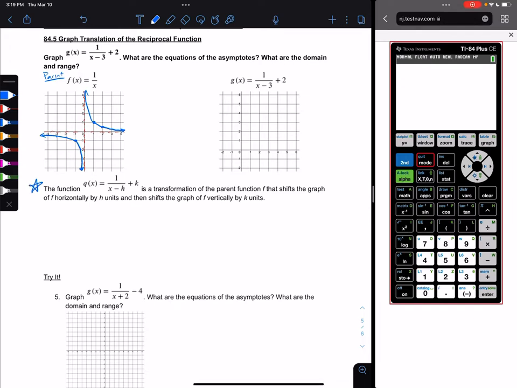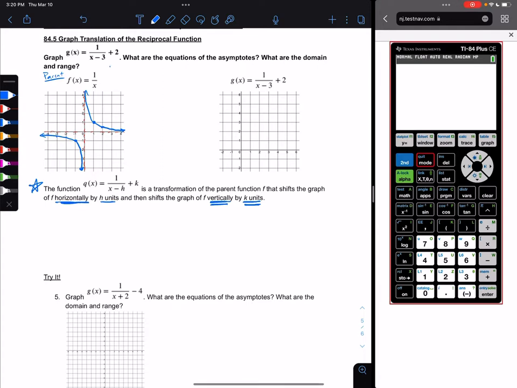Take a look at the statement below. It says the function q of x equals 1 over x minus h plus k is a transformation of the parent function f that shifts the graph of f horizontally by h units, and then the graph of f vertically by k units. Well, the nice thing is that we're familiar with h and k. They do the same thing that they've done before. So we were looking at problems maybe like this, but this time they're going to be written in reciprocal function form. But the rules for h and k remain the same. H controls left and right, k controls up and down.